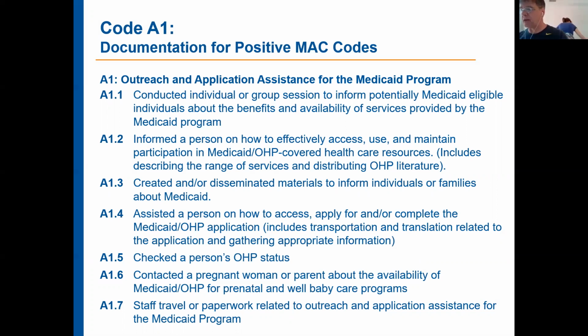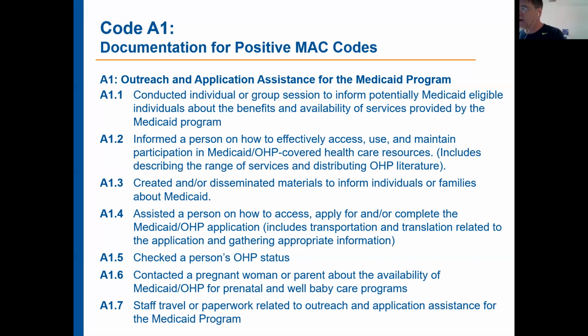As you get more familiar with the MAC codes, please do try to code your time as close to the relevant activity as possible. If, however, you're not able in a specific situation to decide whether it is best documented as an A1.1 activity, where you inform either an individual or group about benefits and availability of services of the Medicaid program, or an A1.2 activity, where you inform an individual on how to access and use those services, don't sweat it, choose one and move on.